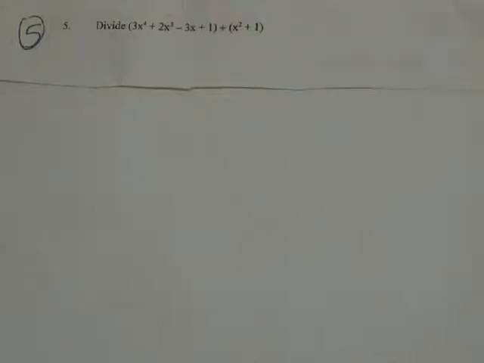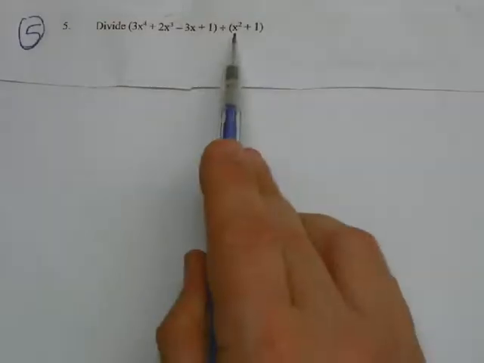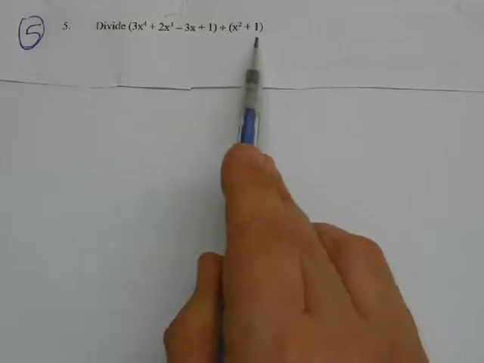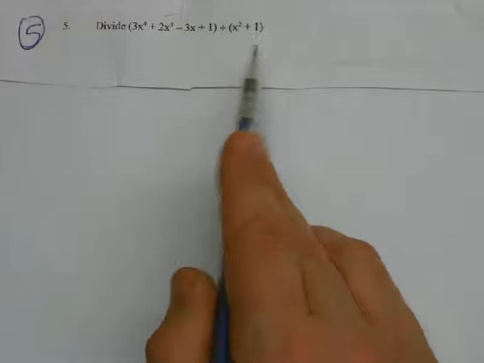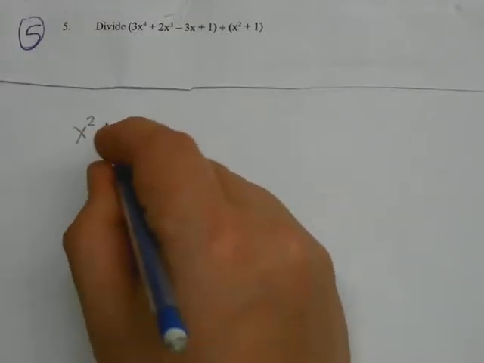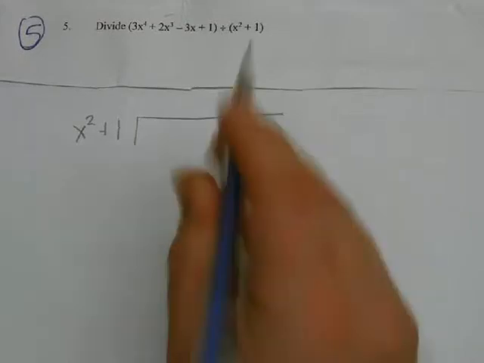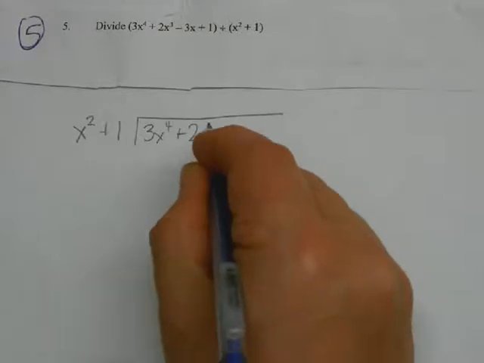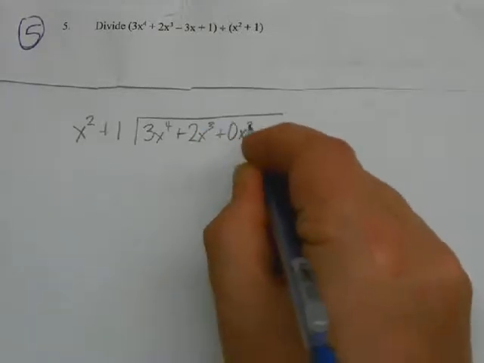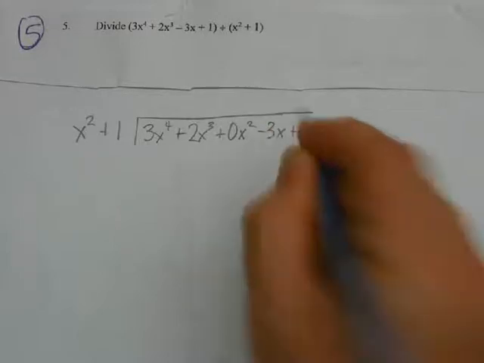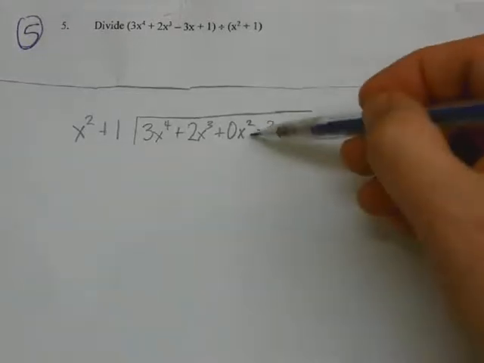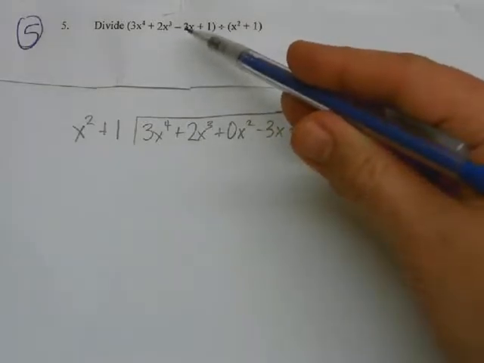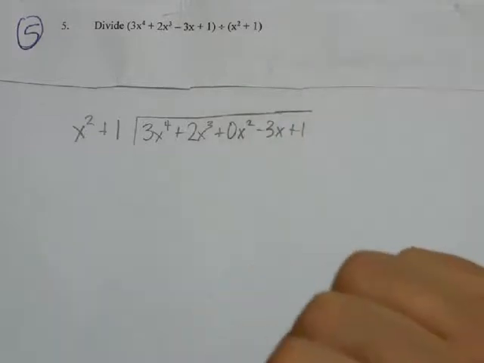Okay, next up we have a division problem. Now take a look at what we're dividing by. This is not a linear factor, so we cannot use synthetic division. We're going to need to use long division on this problem. Notice that I added the 0x squared because the x squared term was missing. Don't forget to do that, otherwise you may encounter some difficulties.